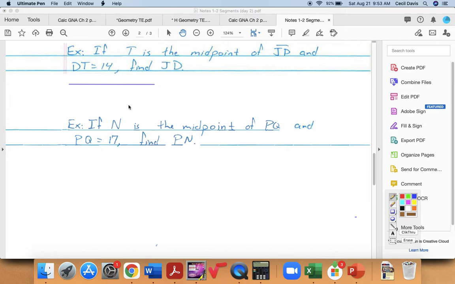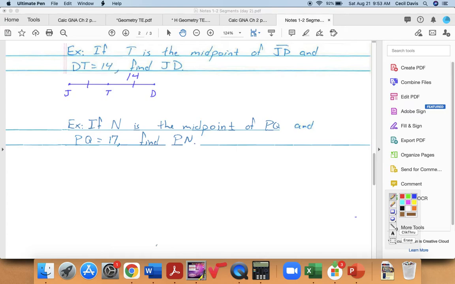It says T is the midpoint of JD. This time I'm going to put T right in the middle because it says that it is the midpoint. Well, it's pretty close to right in the middle. But remember, I can mark that with a little slash across these to let me know those two lengths are the same. Then it tells me that the length of DT is 14, and that's all it tells me.